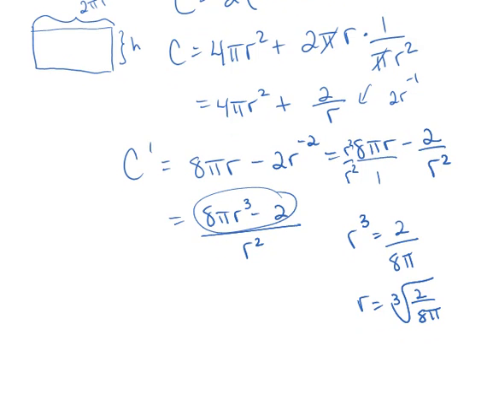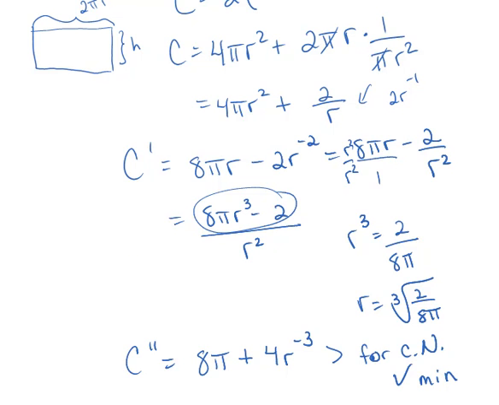Now, to find your second derivative, to verify that this is a minimum, you're going to do 8 pi, and then that's going to be plus, the 2 comes in front, so that's going to be 4r to the negative 3. Now, for any positive r, this will be positive, which means it's concave up. So specifically for the cube root of 2 over 8 pi, which is your critical number, it will be positive, so it is a minimum.